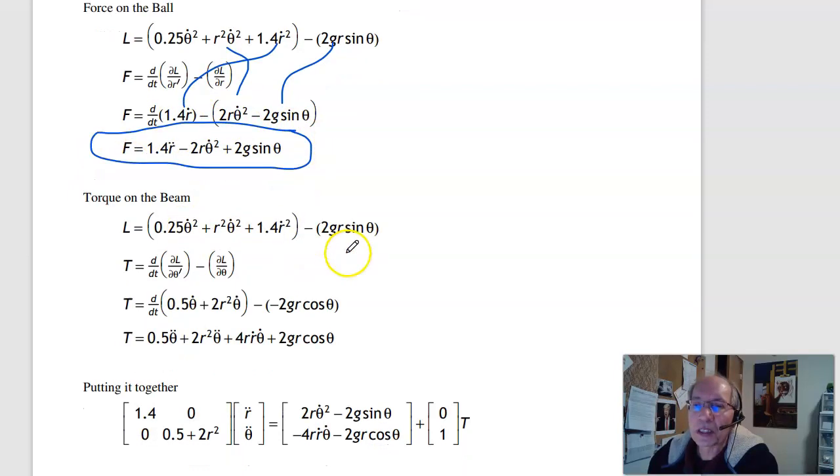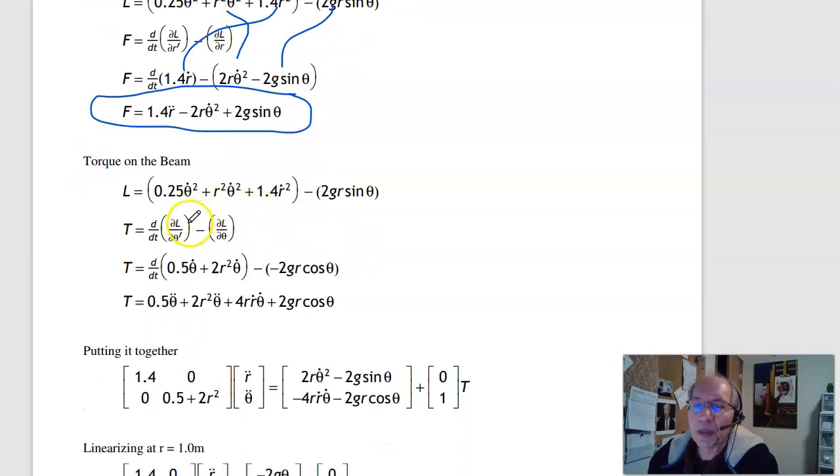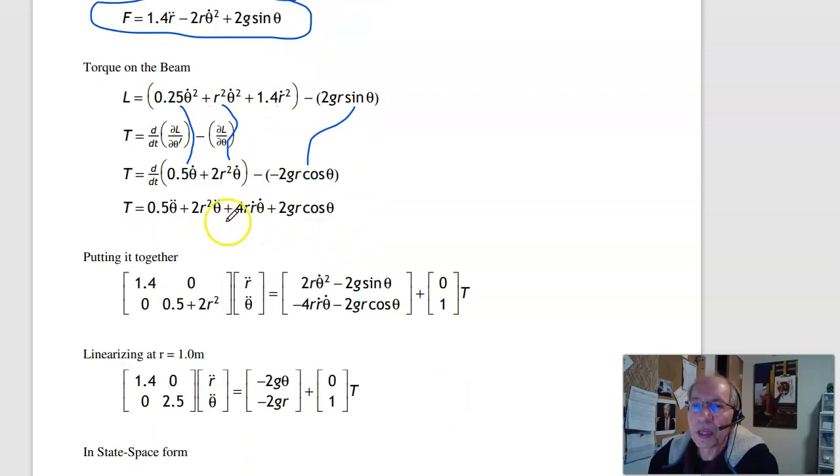Going back to the Lagrangian, take the partial with respect to theta dot. So here's your theta dot. There's the theta dot, and that's it. Now the partial with respect to theta is right here. Now take the full derivative. Full derivative of 0.5 theta dot is 0.5 theta double dot. Chain rule, 2r squared theta double prime, 4r r dot theta dot, no change.